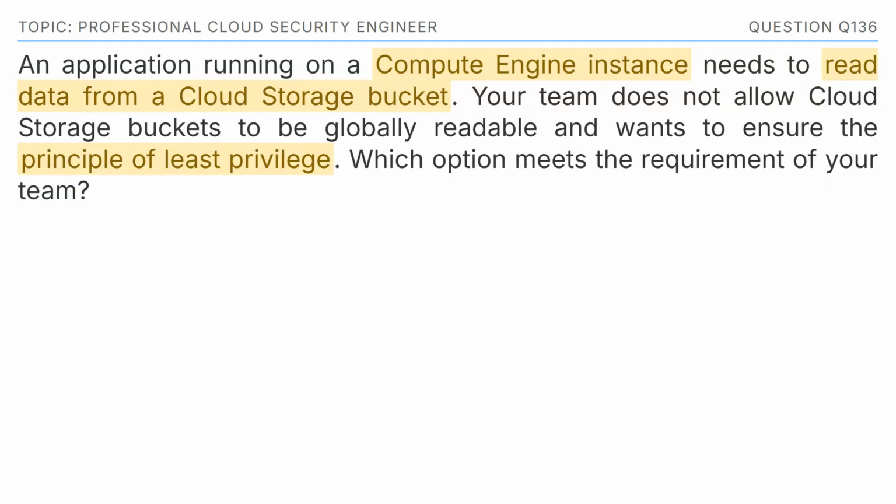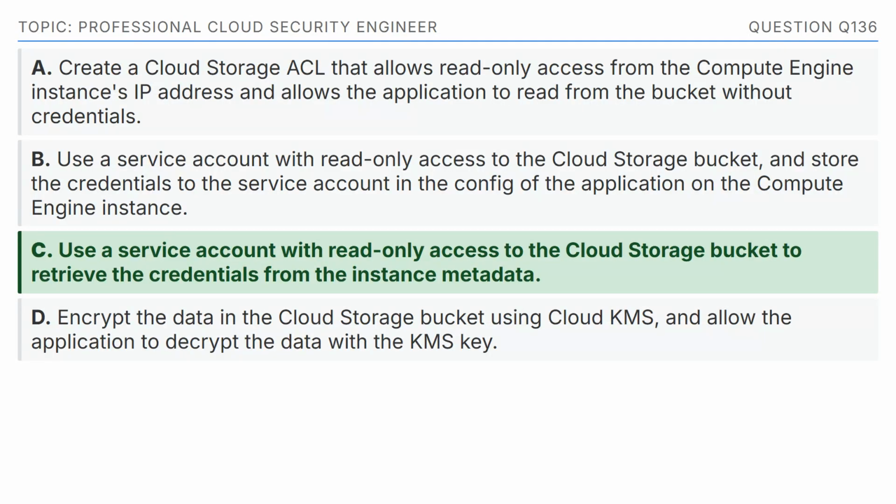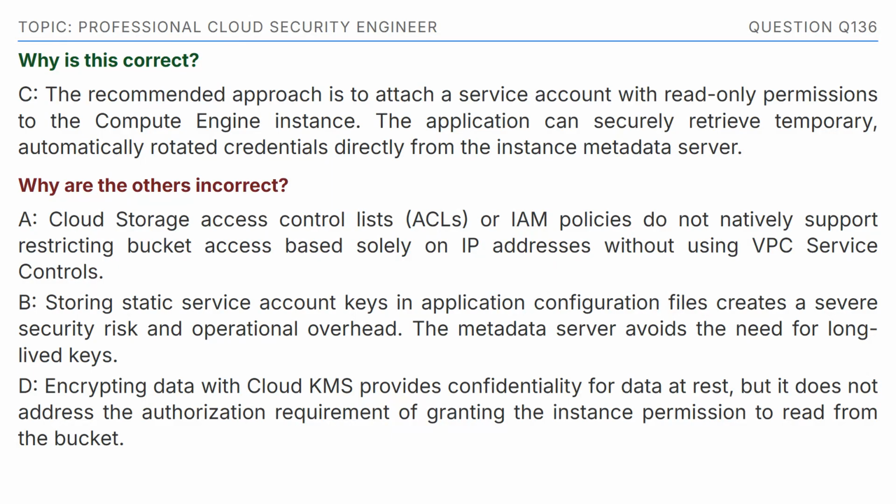To arrive at the correct answer, we focus on the keywords: Compute Engine instance, read data from a Cloud Storage bucket, principle of least privilege. The correct answer is option C. Use a service account with read-only access to the Cloud Storage bucket to retrieve the credentials from the instance metadata. Why is this correct? C. The recommended approach is to attach a service account with read-only permissions to the Compute Engine instance. The application can securely retrieve temporary, automatically rotated credentials directly from the instance metadata server.